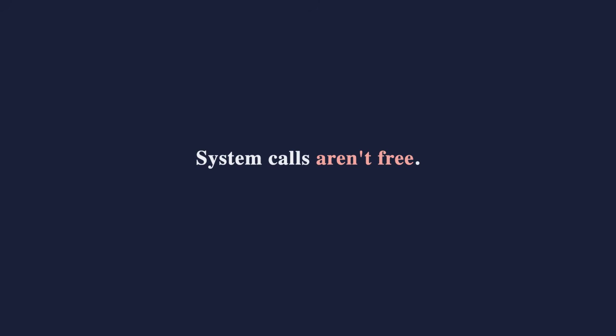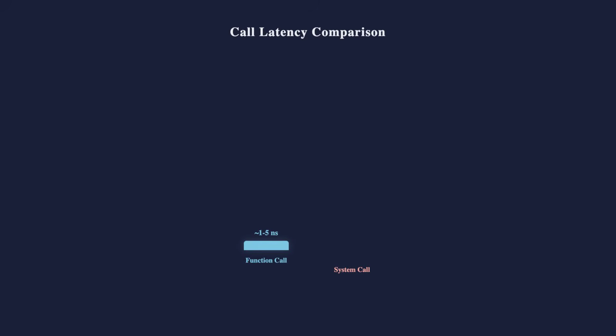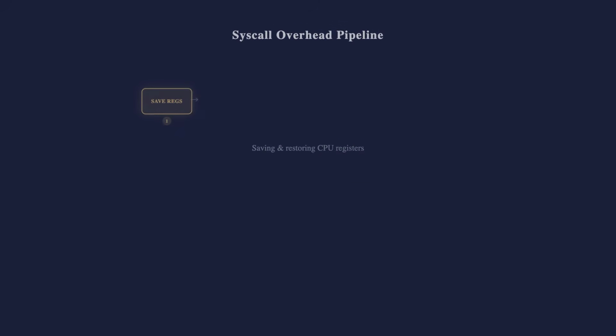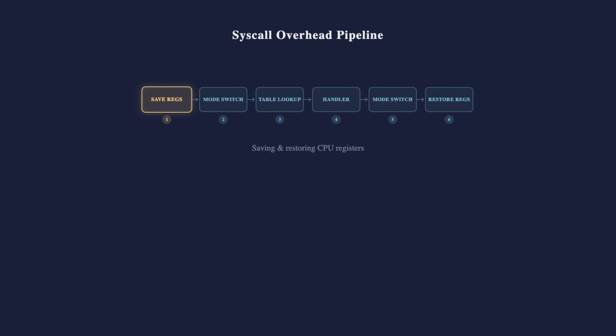System calls aren't free. Every boundary crossing has a real cost. A regular function call takes roughly 1 to 5 nanoseconds. It just pushes a return address and jumps. But a system call takes 200 to 1,000 nanoseconds. That's 100 to 1,000 times slower. Why so expensive? Every syscall involves saving and restoring CPU registers, flushing parts of the CPU pipeline, switching privilege levels, looking up the handler in the table, executing the handler, and then switching all the way back. That's a lot of work for the CPU.